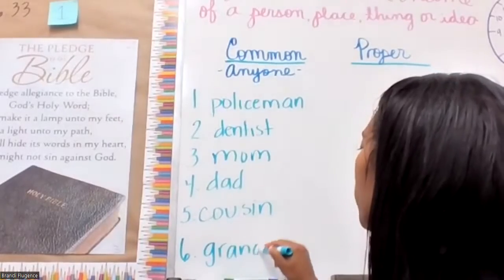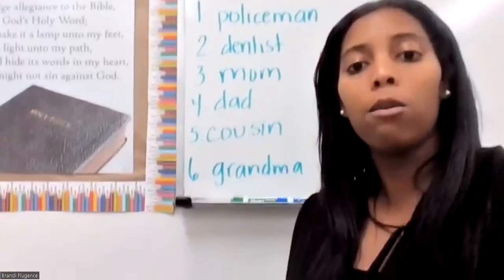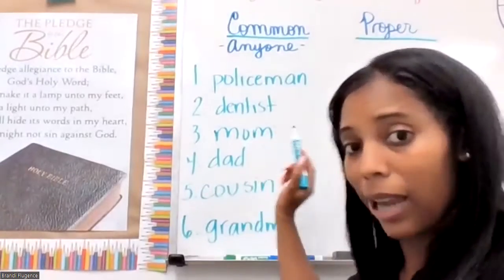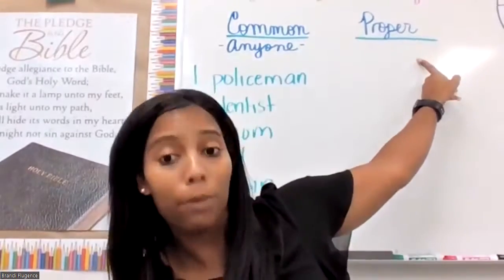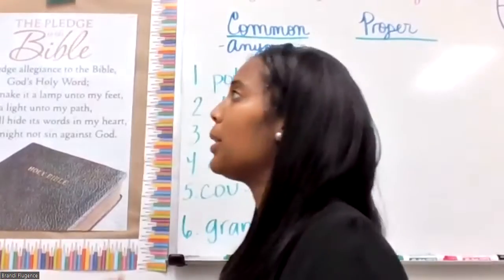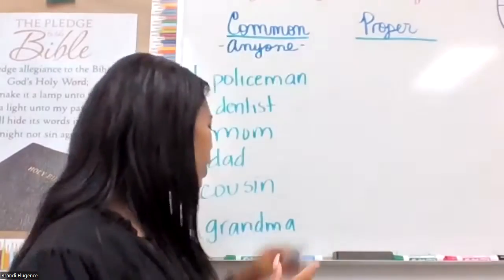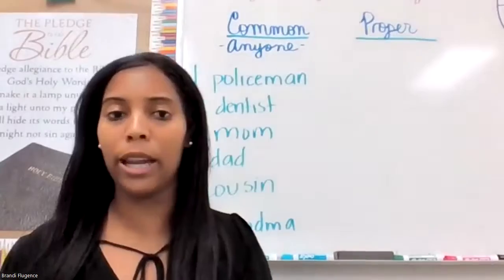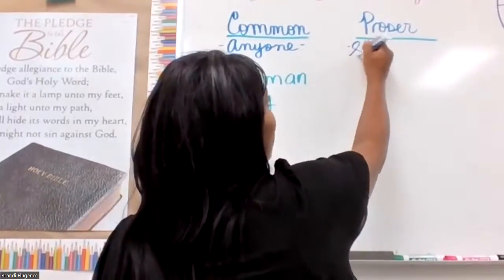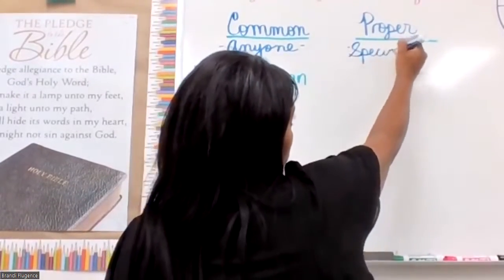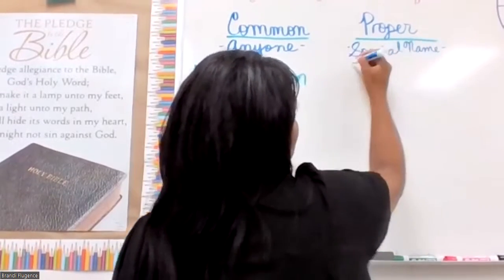So I ran out of space. We'll maybe add some more. We probably will. Okay. So now what we're going to do is we're going to take these common nouns and turn them into what's called a proper noun. Now let me explain what proper nouns are. A common noun means that anyone can have the name, but a proper noun is the special name and also the first name.